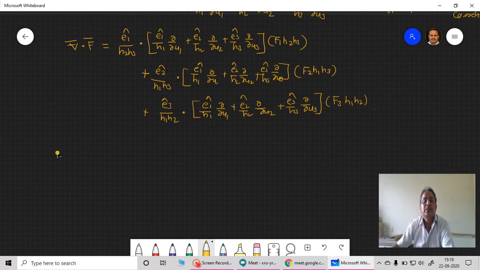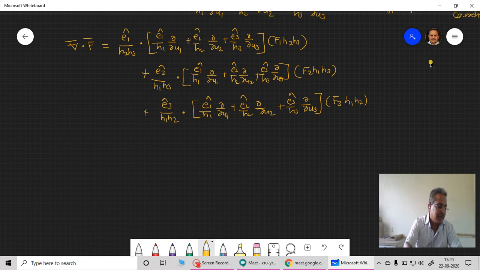And remember what will happen in this equation. Look here, this is E1 cap dot E1 cap. Now with this operation, E1 cap dot E2 cap will be 0, E1 cap dot E3 cap will be 0, and similarly E2 dot E1, E2 dot E3, E3 dot E1 and E3 dot E2 will become 0. So only the product of the matching terms, the first term, will appear there.